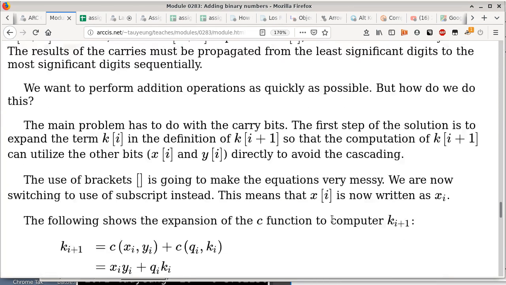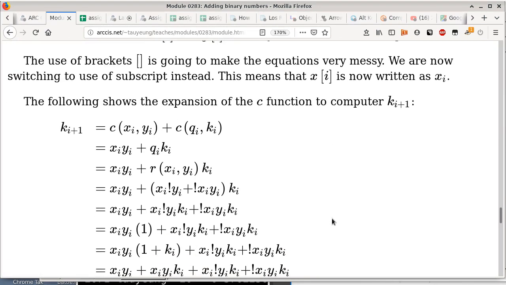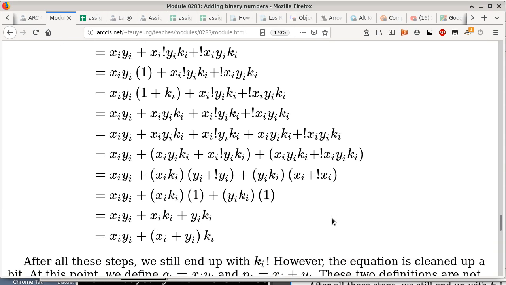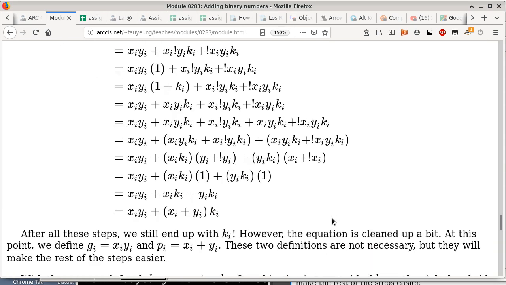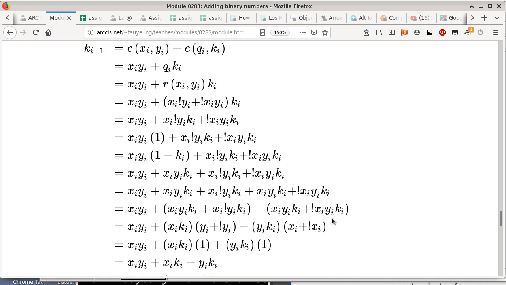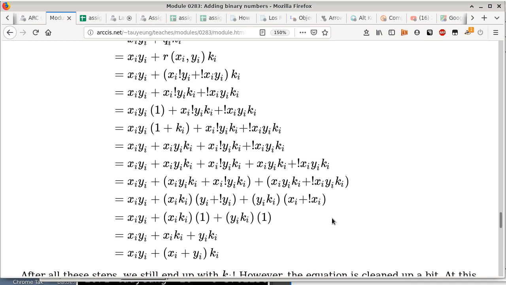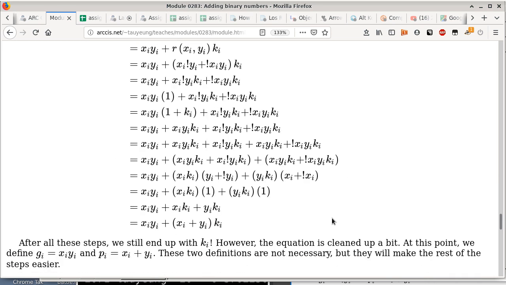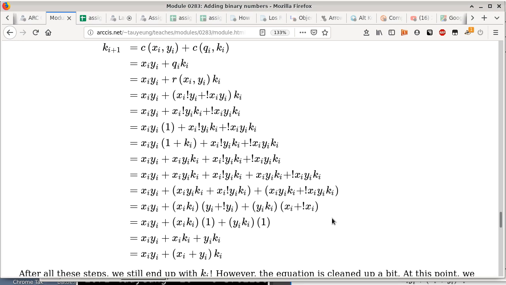Because when you look at the equations of k_{i+1}, I will explain this later on, but if you just bear with me and focus on the first and the last lines, I cannot display both at the same time. Let me shrink it one more time. There we go. So forget about everything in between. Just look at the first and the last line. There is still a dependency, isn't there?